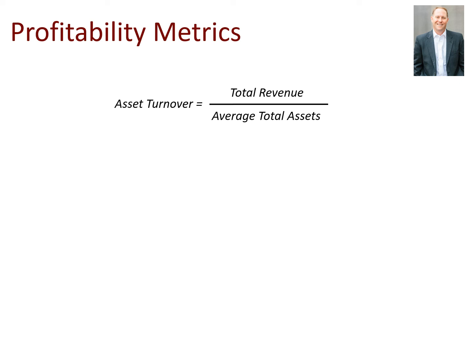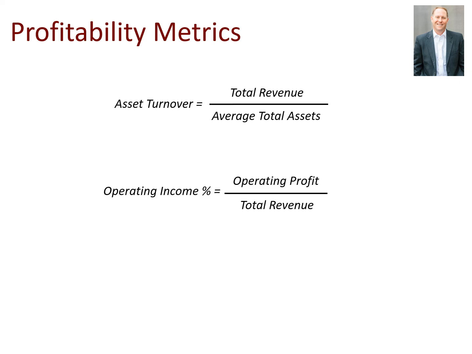Another metric to take into consideration is operating income percent. Basically take your operating income and divide it by revenue for the period. And what that tells us is basically how much of that revenue we're able to put down into operating income or operating profit.